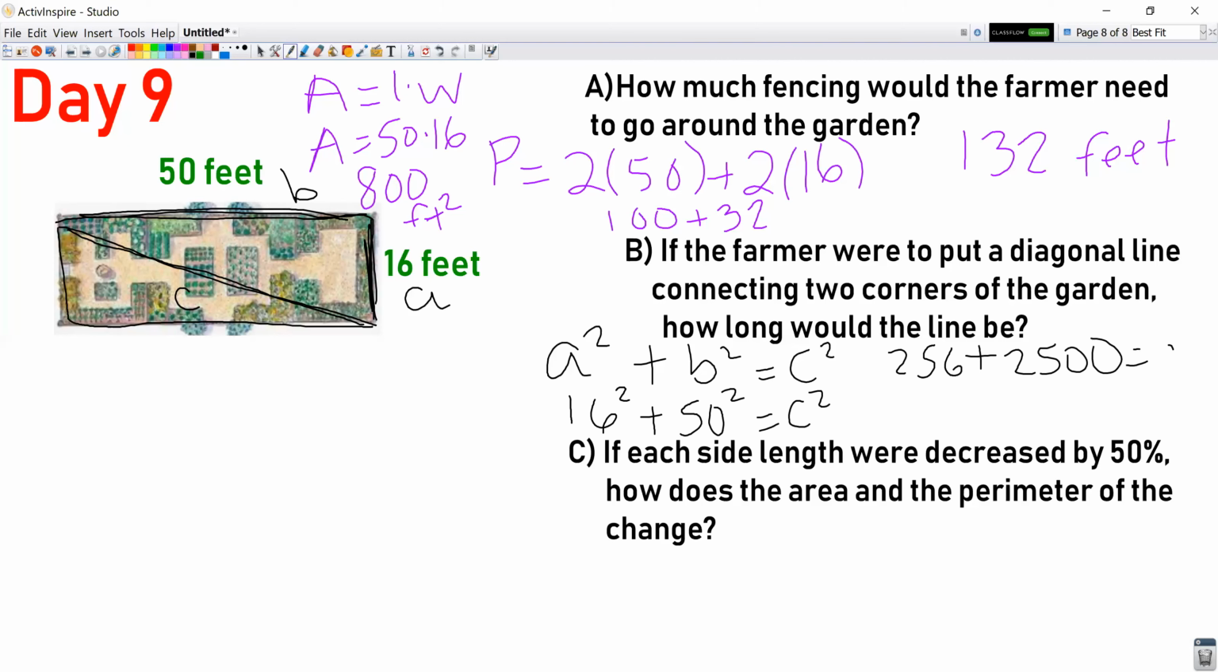Okay, so looking at 66 feet and 132 feet, what happened? Do you see a connection? If you said 66 is half of 132, you are correct. It changed the perimeter by half. Do you think it's going to do the same thing for area? Let's see what happens, okay?